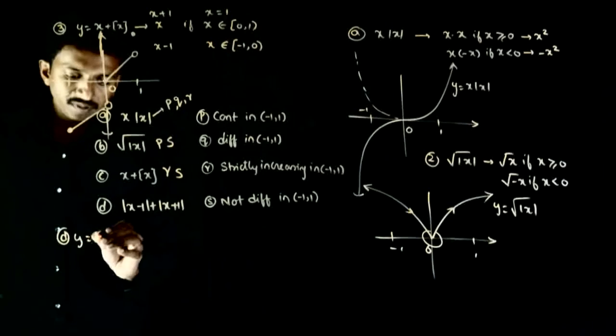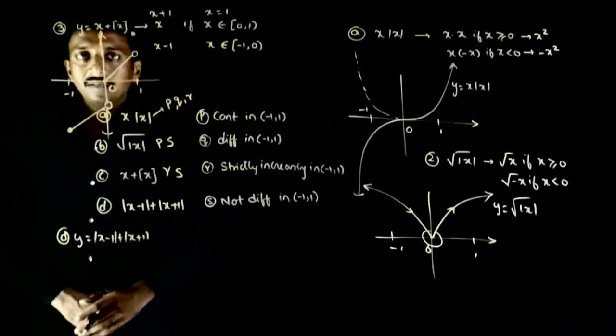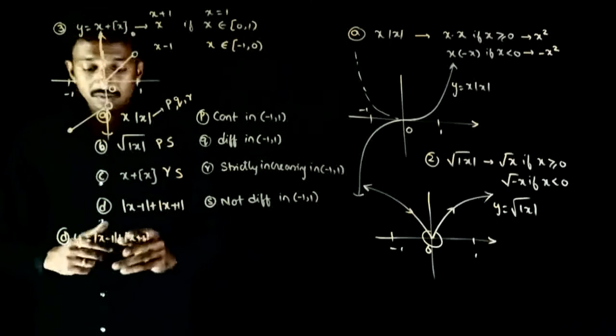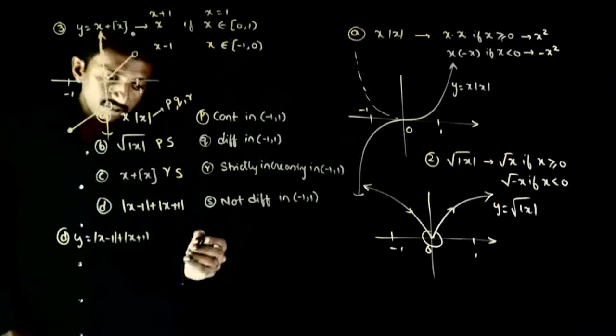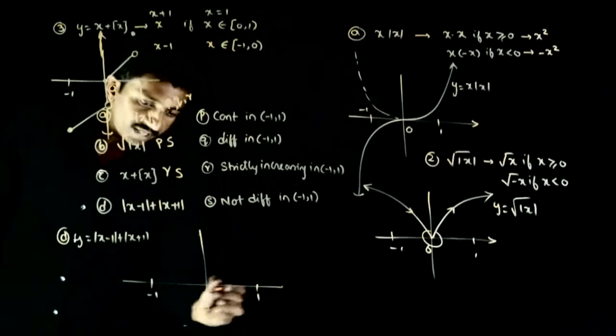Now let us go to the fourth function. Y is equal to mod x minus 1 plus modulus of x plus 1. So this is a function involving moduluses. So आपको piecewise करना पड़ेगा. So इसका critical point जो है -1 and +1.